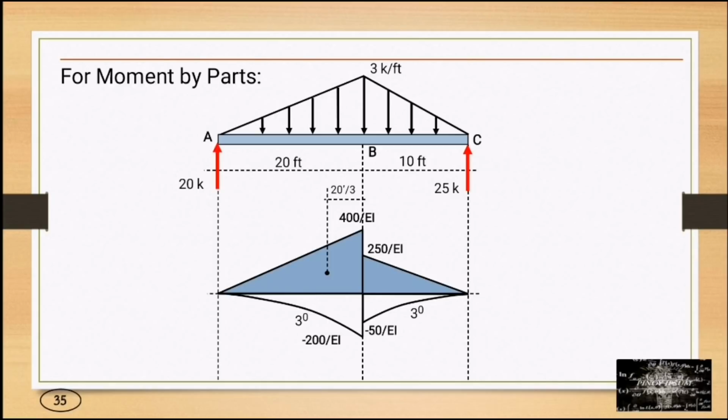For centroids: for 400 over EI, it is 20 over 3 feet from point B. For 250 over EI, it is 10 over 3 from point B. For negative 200 over EI, it is 4 feet from point B. For negative 50 over EI, it is 2 feet from point B.